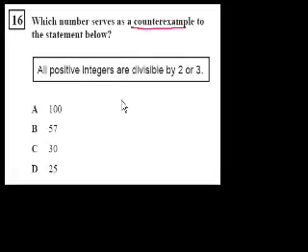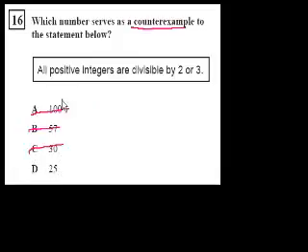So we just have to find a positive integer that is not divisible by 2 or 3, by neither 2 nor 3. Well, 100 is divisible by 2, right? So that is just another example of a positive integer that's divisible by one of these two. So it's not choice A. It's not a counterexample. 57, it's not divisible by 2, but it is divisible by 3. 19 times 3 is 57. So it's not choice B. It's divisible by 3, so it's not that. 30 is divisible by both, so that's definitely not a counterexample.